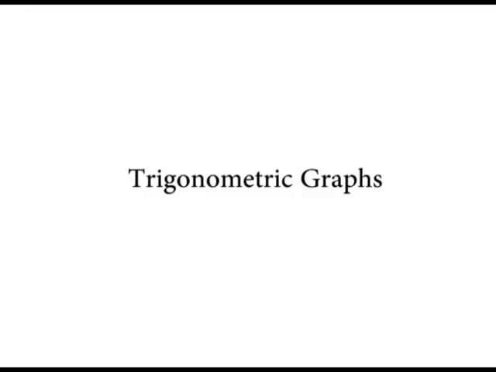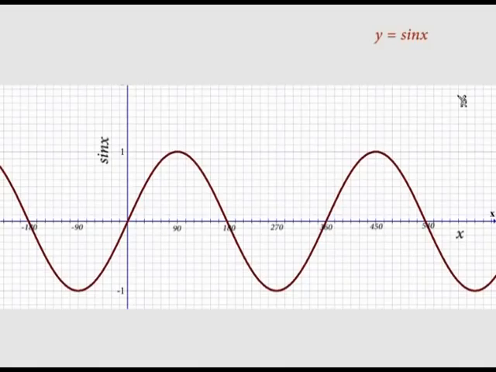Next, trigonometric graphs. Now, when we plot trigonometric ratios against their corresponding angles, we obtain trigonometric graphs. For example, when angles are plotted on the x-axis and the sines of those angles on the y-axis, we obtain this graph. It is called a sine wave. We say it's periodic because it repeats itself after some distance, or periodically.